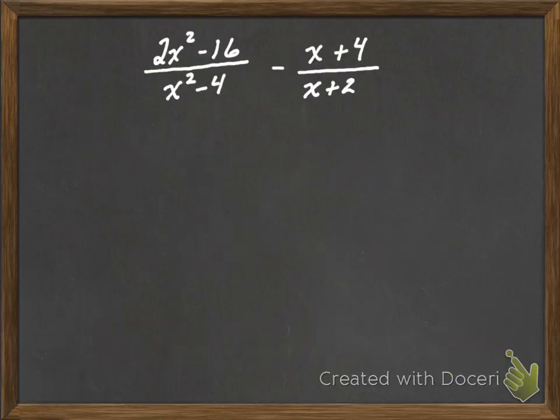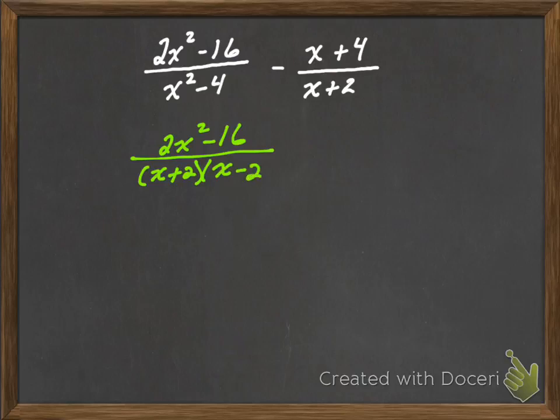Okay. All right, this is similar. We need to once again factor our denominator right here. This is a difference of two squares. Now we do not need to factor the numerator. We could, but it's not necessary. It's not going to benefit us at all. So we'll just leave it alone. And factoring the denominator will take us down to x plus 2 times x minus 2.